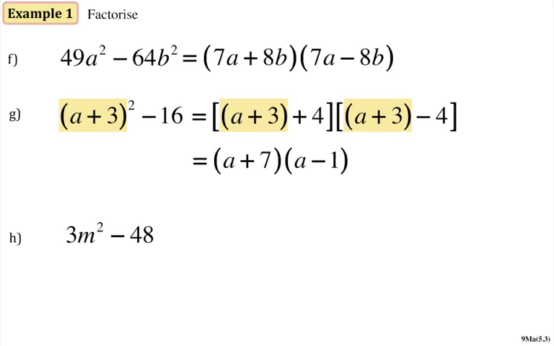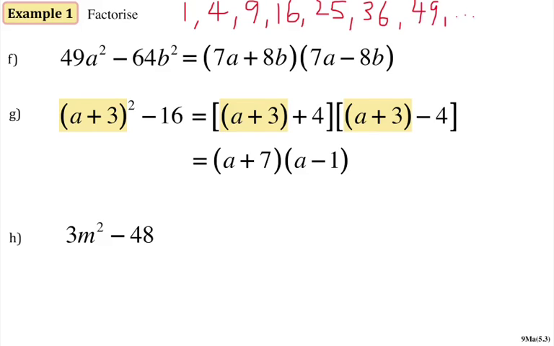Now, part H is by far the hardest question here. Let's check why. Is it a difference of two squares? Well, minus sign, so it's a difference. Two terms, so a difference of two squares. Now, is 3 a perfect square? Let's just go back over what our perfect squares are. 1 times 1 is 1. 2 times 2 is 4. 3 times 3 is 9. 4 times 4 is 16. 5 times 5. 6 times 6. 7 times 7, and so on.